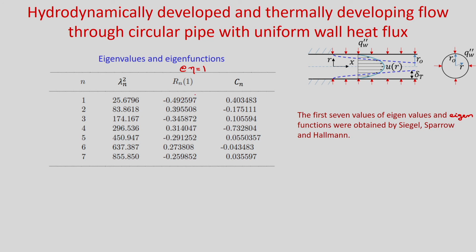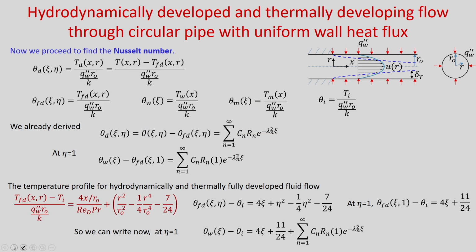So, you can see the first value is negative, and if R_n is negative, then theta_d will be negative. If theta_d is negative, then you can see that T_d, whatever we defined, is a negative quantity. So, actually in the developing region you are calculating the temperature distribution by subtracting this T_d from the T_fd part, and this is coming negative. And the constants C_n, you can see these are the C_n. Now, we need to find the Nusselt number.